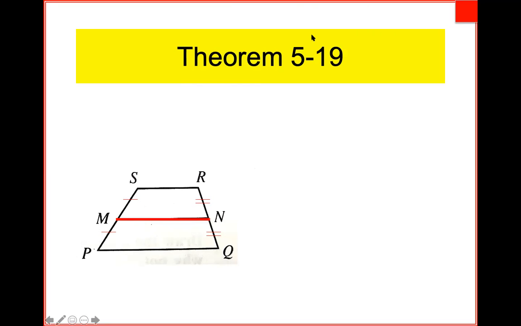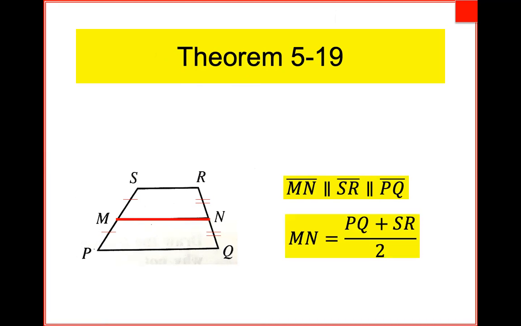And this is theorem 5-19. You probably don't remember this because it was too long ago, but you can open up your book of truth and look it up. And here's what 5-19 said. Well, it said that all three of those, SR, MN, and PQ, are parallel. And further, it said that MN is equal to the two parallel sides added together and divided by 2. So this is just as a reminder that this is what theorem 5-19 said. So we take SR, we add it to PQ, we divide it by 2, and that turns out to be the distance MN.